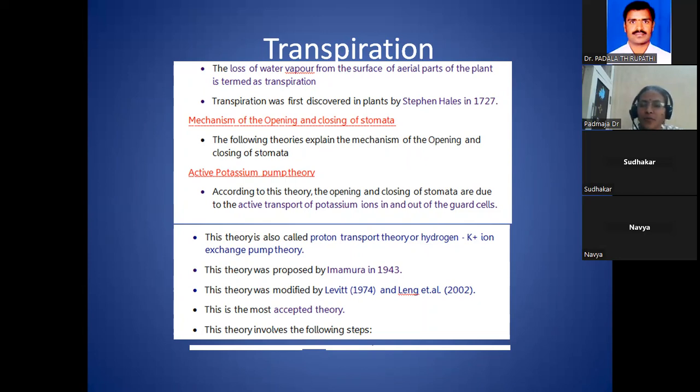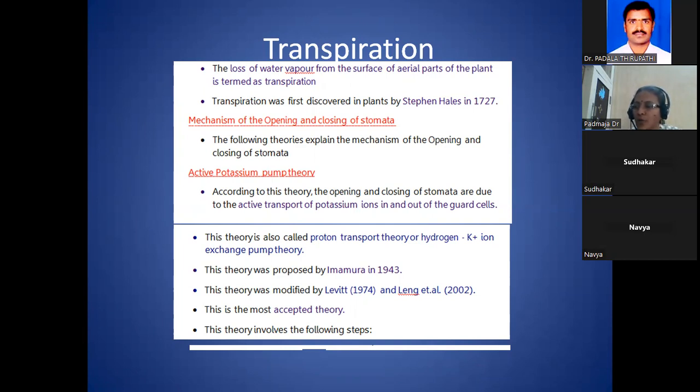And what is the mechanism for the opening and closing of the stomata? Different theories have been put forward for it. The important theories explain how the mechanism takes place and how the stomata close and open. First, we have to remember that whenever water enters the guard cells, they become turgid. As a result, due to this turgidity, the turgor pressure increases. This turgor pressure is helpful for the stomata to open.